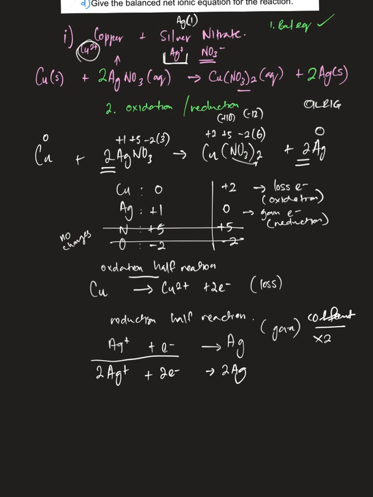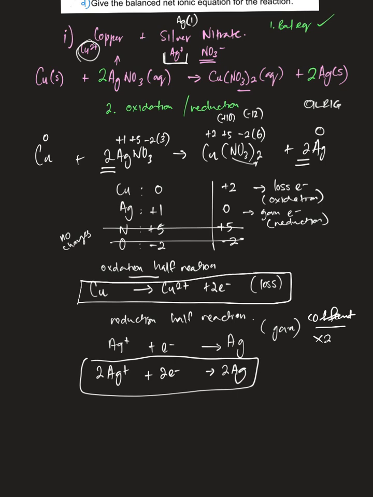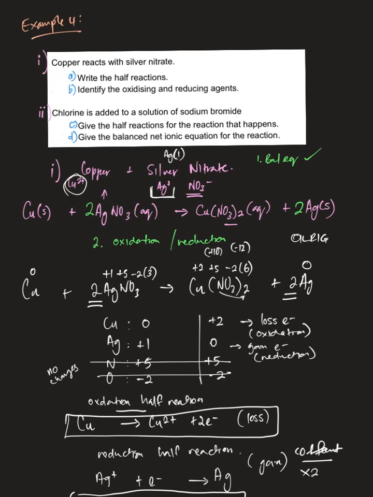Right, so remember, the coefficients don't affect things in terms of oxidation numbers, but when we write half reactions, remember, and I'll make a note for you on top here, your half reactions must be balanced. So you need to check the coefficients.